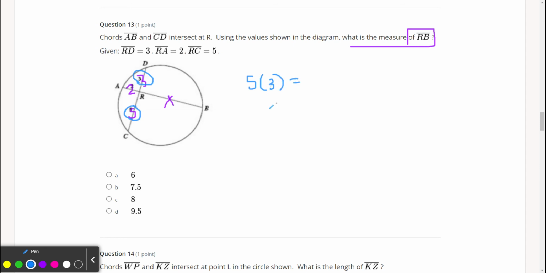Okay, this problem is easy. So 3 times 5. You've got a green chord cut into 2 pieces and a blue chord cut into 2 pieces. You multiply the 2 green pieces and you multiply the 2 blue pieces and you set them equal. So A times B equals C times D.